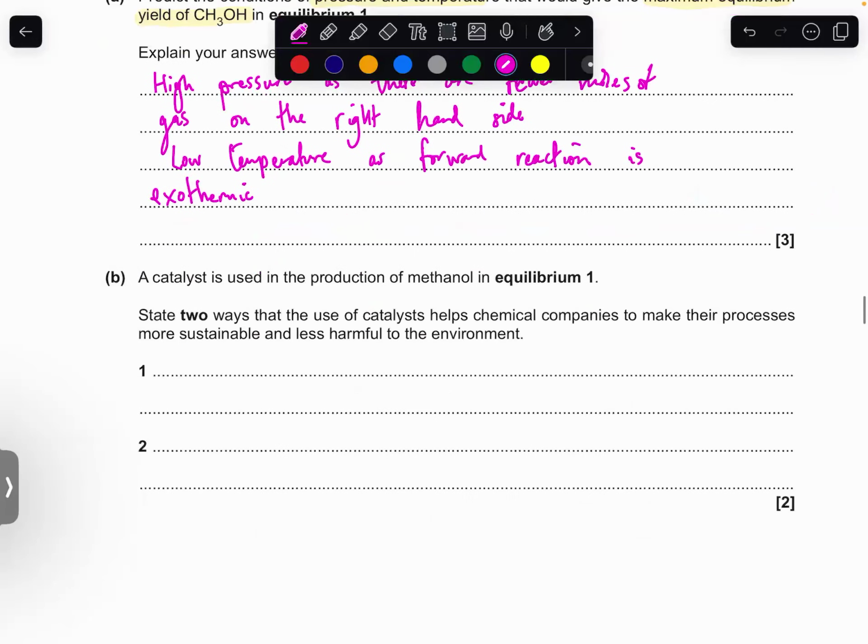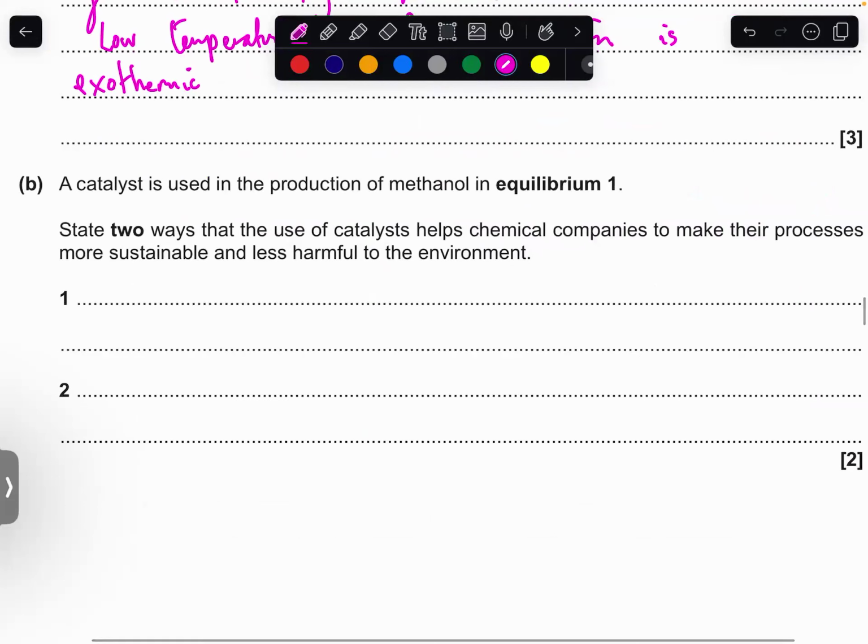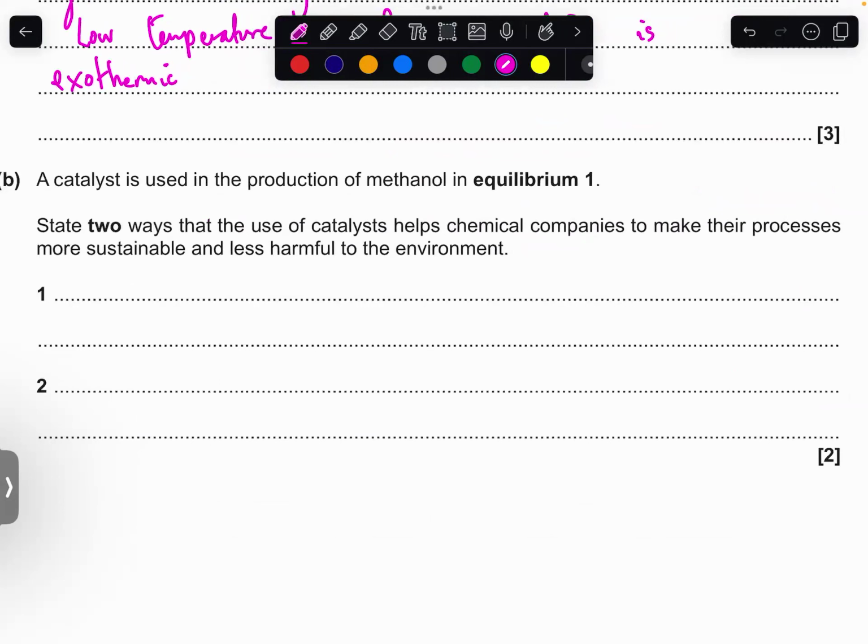A catalyst is used in the production of methanol. State 2 ways that the use of a catalyst helps chemical companies to make their processes more sustainable and less harmful to the environment. So making it more sustainable, ideally, you want to be as energy efficient as possible. And we know that a catalyst lowers the activation energy. Therefore, lower temperatures can be used.